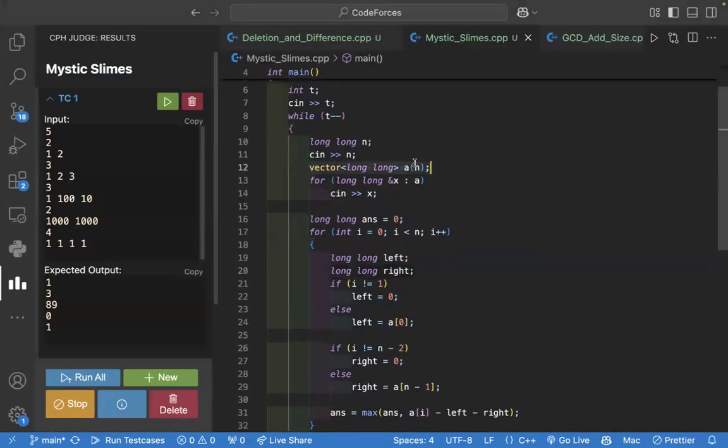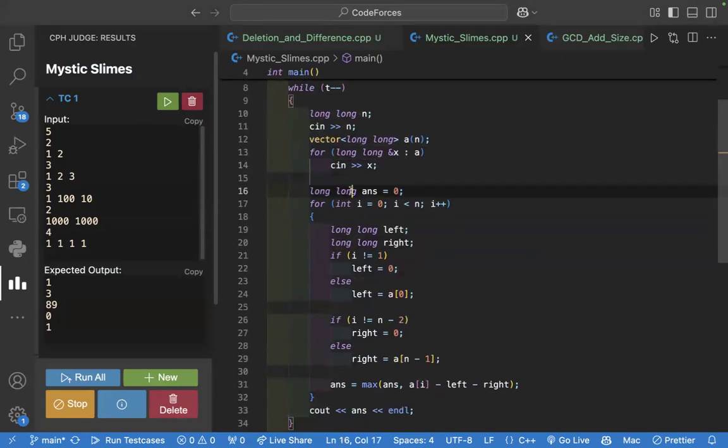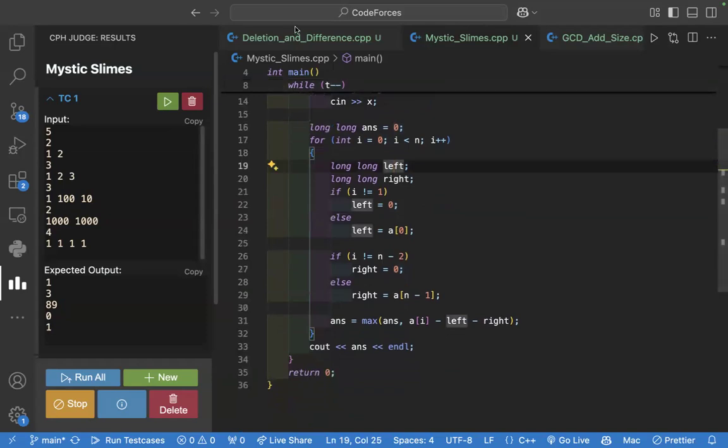I said, okay, let's take a t, then n, then vector input. Very, very simple. Now I have an answer variable. This is starting with 0, which is very obvious because I know that the least answer possible is 0. Can I make an answer less than 0? Of course not, because I'm always making sure that I only keep values greater than or equal to 0 in the array by the operations that I do. So the answer will be at least 0, it cannot go less than 0.